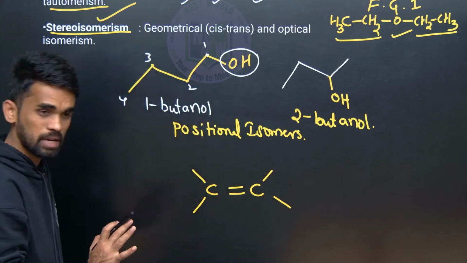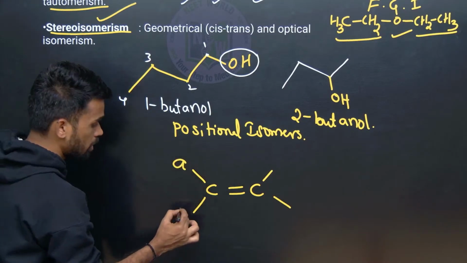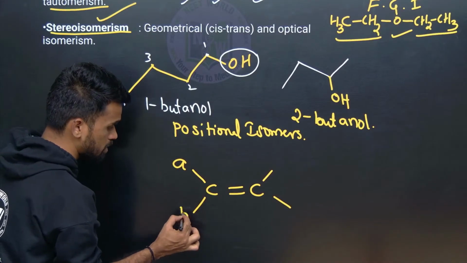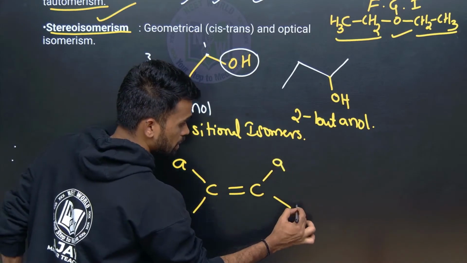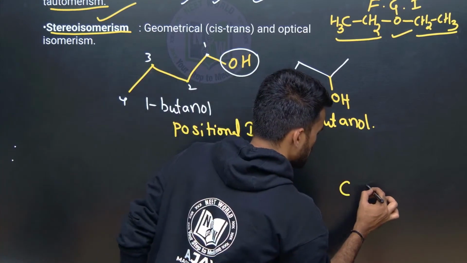Yes, the molecule is planar. Now I am taking element A here, some substituent group A attached to this, and here B is there, here also A is there, here one B is there. Okay. Now the same compound I am writing here.